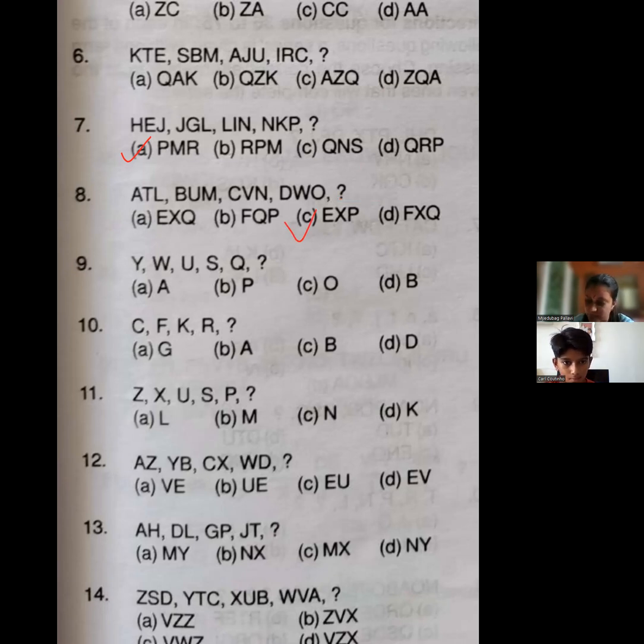Okay, let's try the next one. Next one is an easy one. It's just one letter. Yes, correct. Y is 25, then W is 23, U is 21. So each letter is decreasing by two numbers, right? So Q is 17 and minus 2 will be 15. That will be O. Correct. Next one.